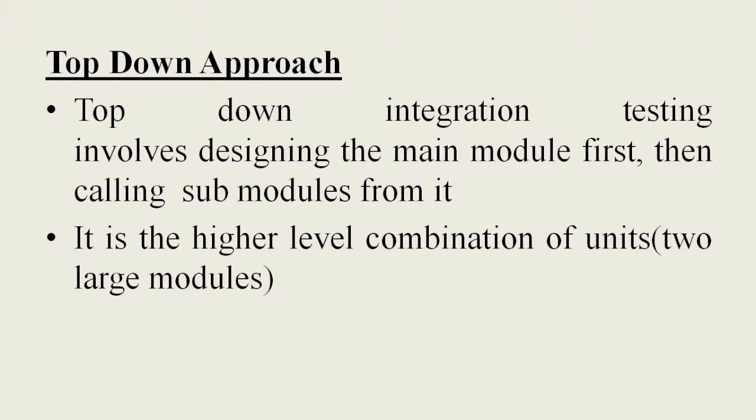Testing the large module first and then testing the sub-module is named the top-down approach. Top-down means testing the large main module first and then testing the sub-modules from it. It is the higher level combination of units, maybe a combination of two large modules. These are all the top-down approaches.